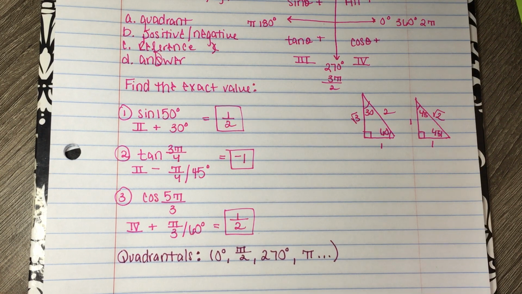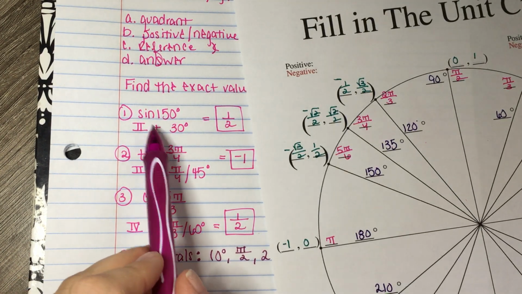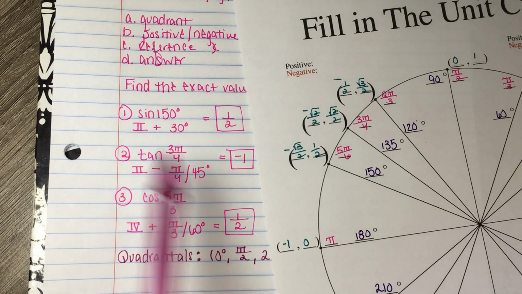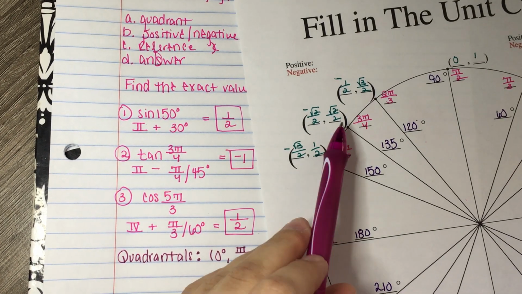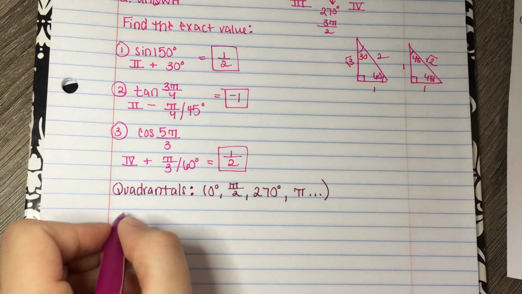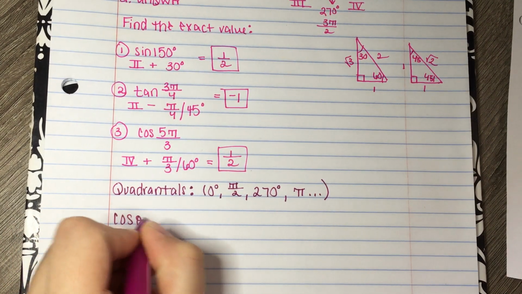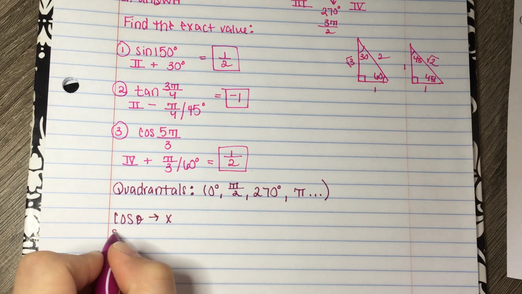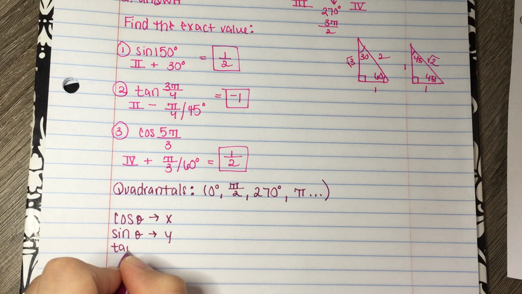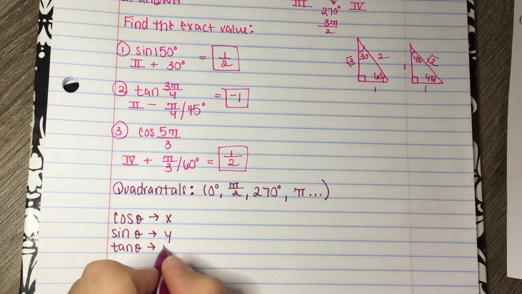So what we saw here with our unit circle is that sine is our y coordinate, cosine is our x coordinate, tangent is y over x, and it's just the points that are on the unit circle. So that's all we need to know for quadrantals: cosine is our x coordinate, sine is our y coordinate on the unit circle, and tangent is our y over x.